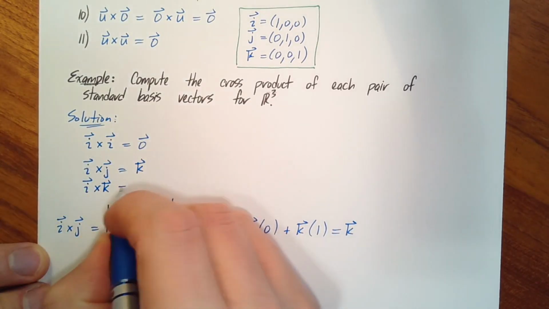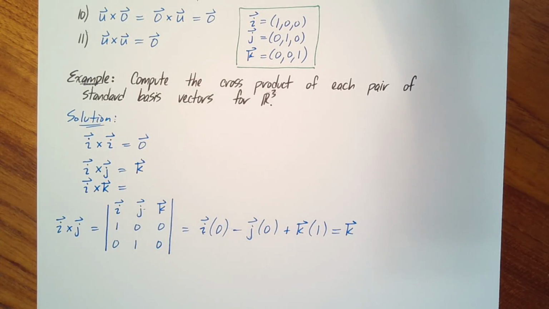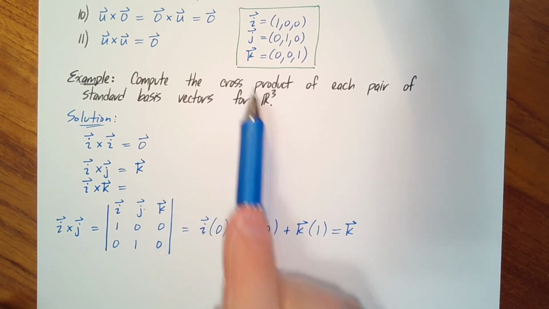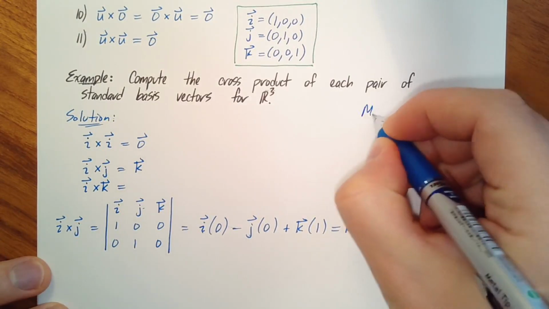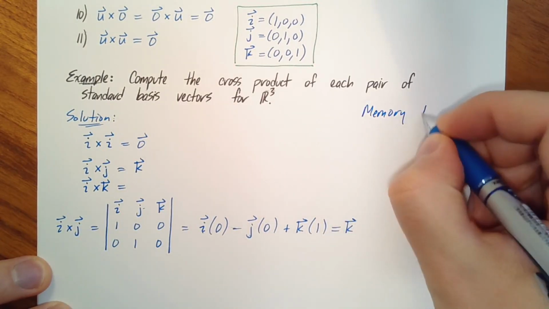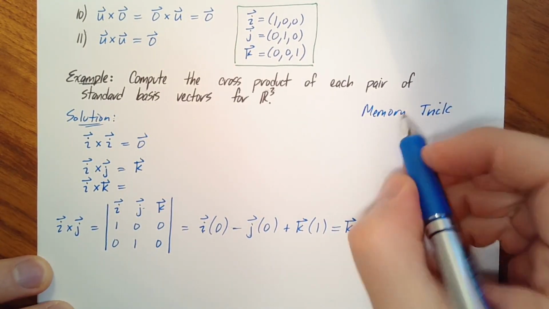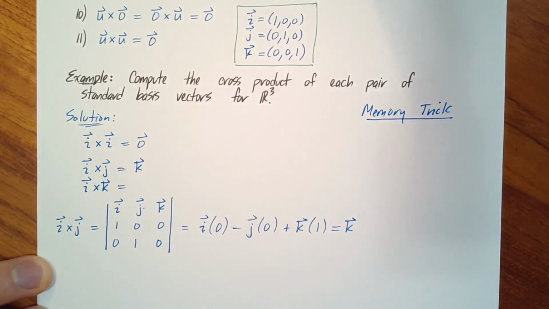So to work this one out, what would you have to do? Well, technically you just have to repeat these calculations, except for the third row, instead of using the vector j's coordinates, you'd use the vector k's coordinates. So you'd have 0, 0, 1 as your third row, and then you'd repeat these calculations. But I'm actually going to show you a shortcut here. There's another trick you can use, a memory trick, for taking the cross products of standard basis vectors.